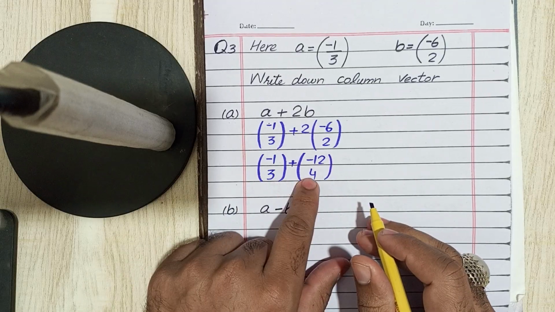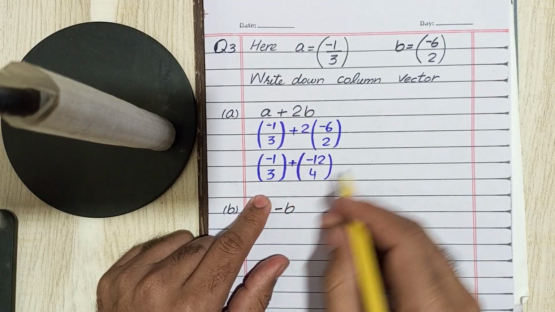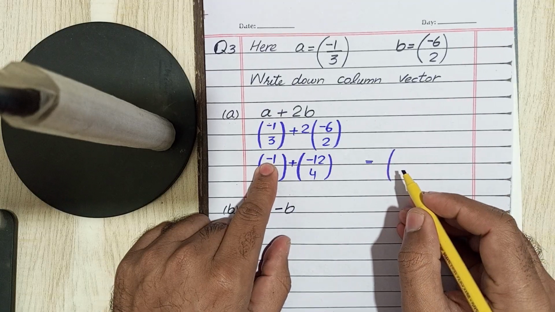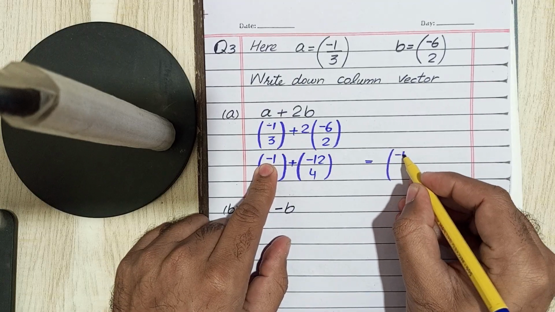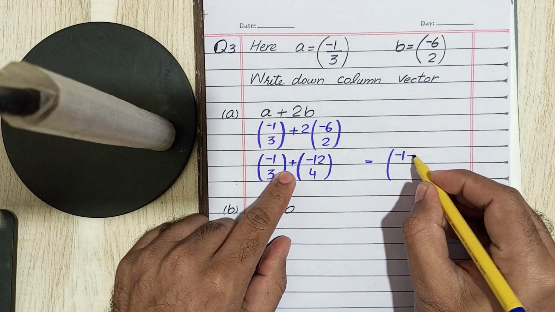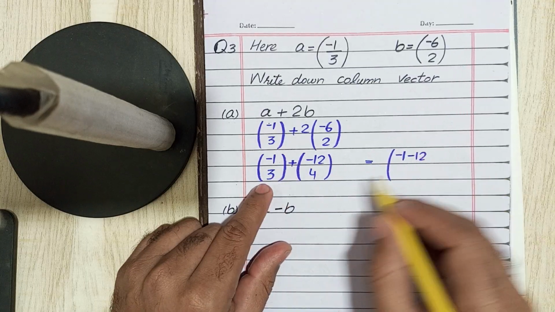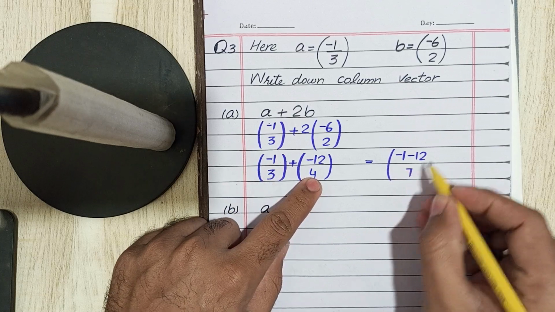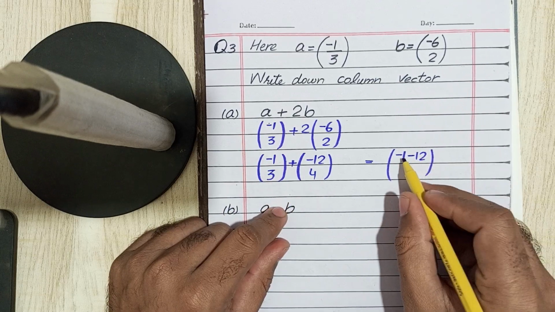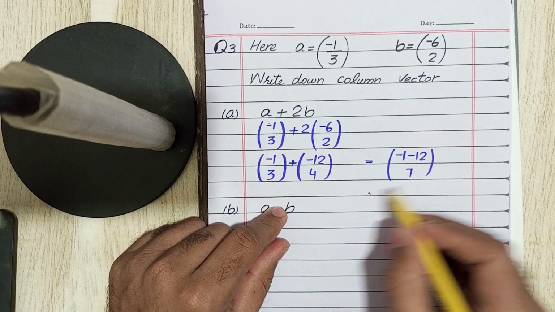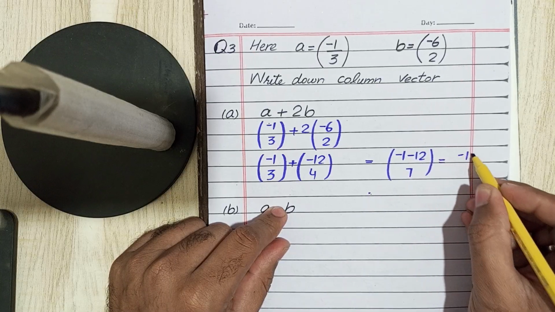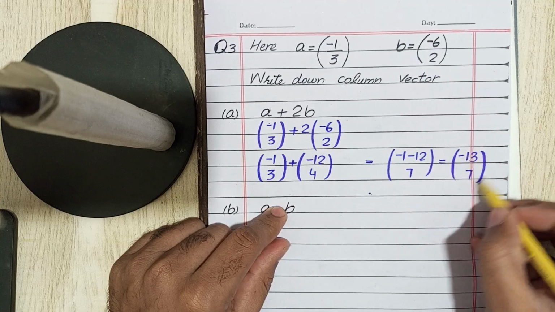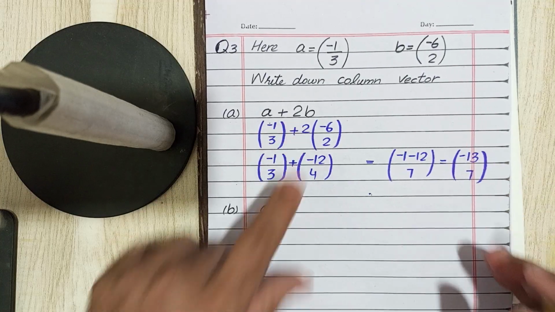So now we add these two terms. Here we have -1 plus -12 and 3 plus 4. So 3 plus 4, here we have 7. Now we subtract these terms, -1 minus 12. So our final answer is -13, 7. So this is our final answer of this question.